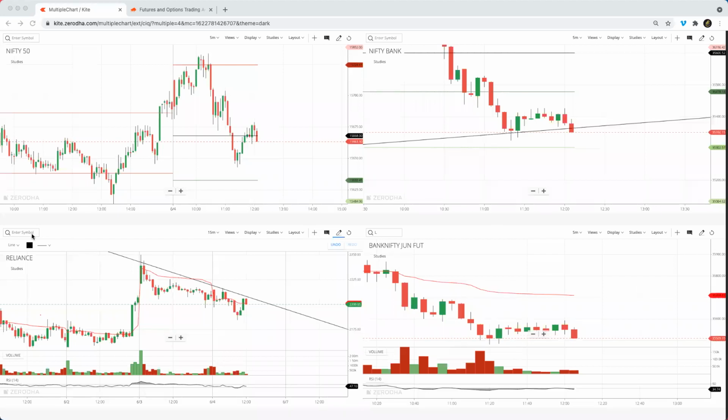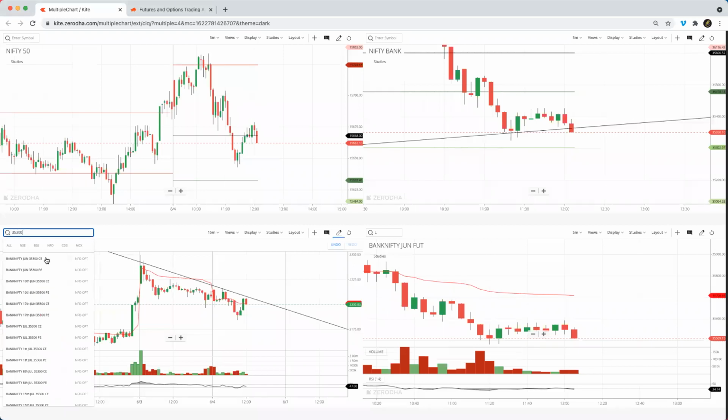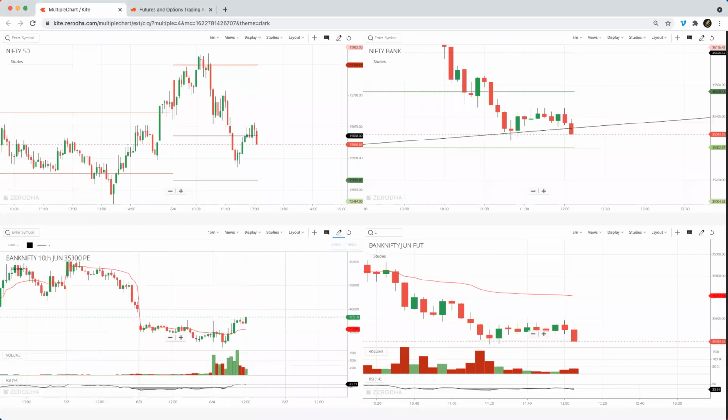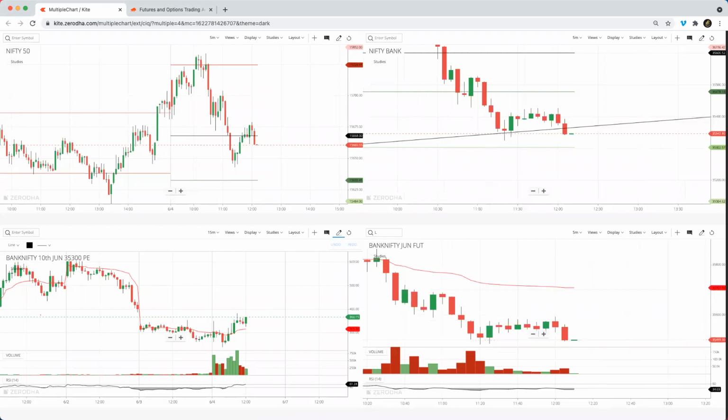Okay, I forgot to add it over here. I'll just add it over here. So 300 put. So let's not waste any time. So I have entered the trade, guys. 35,300 put option. Okay, and the entry was done at an average price of 363.3. So I have entered the trade at 363.3.